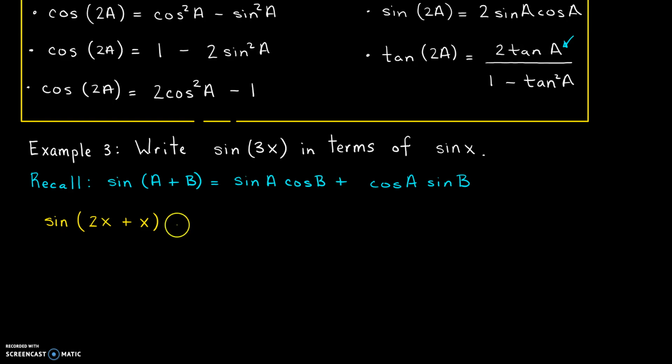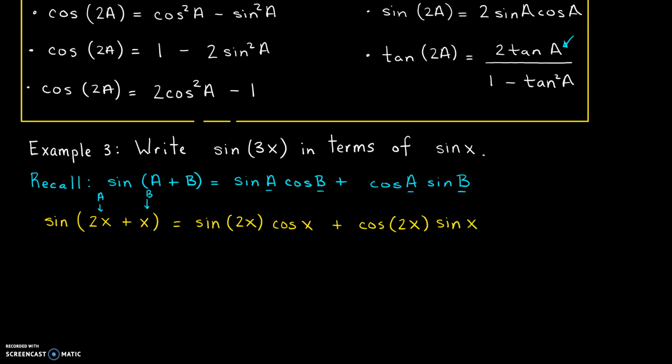If I treat this as my A and I treat this as my B, then all I have to do is substitute A and B into their proper spaces. So we're going to have sine of A, that's 2x for us, and then cosine of B, that's just x, plus cosine of 2x, and then sine of B, which is just x. And so that's nice.